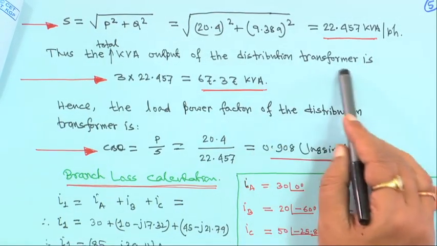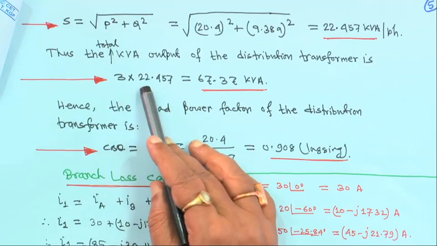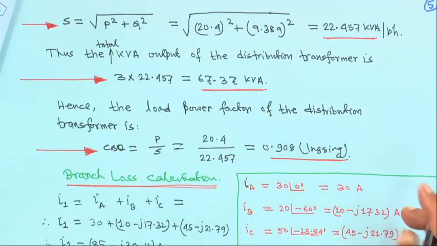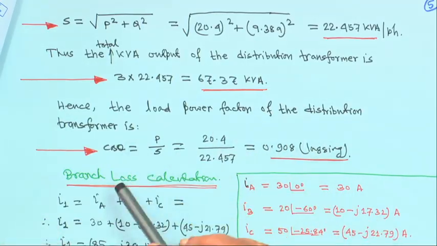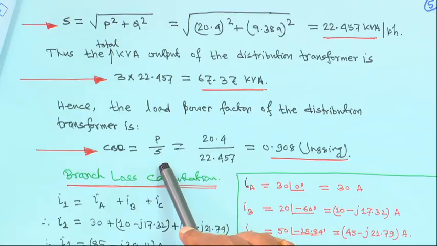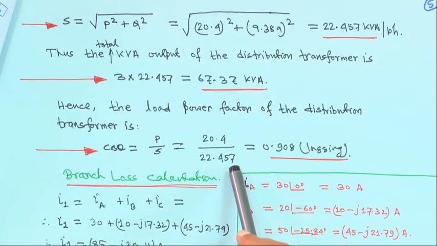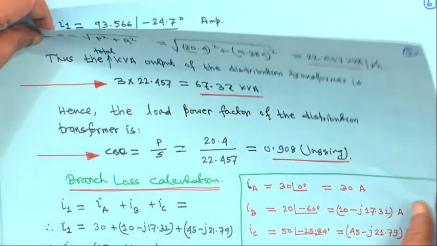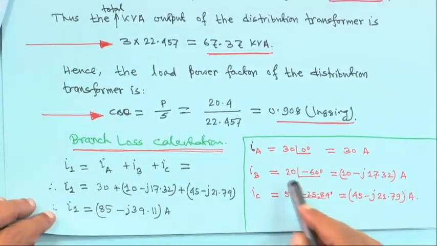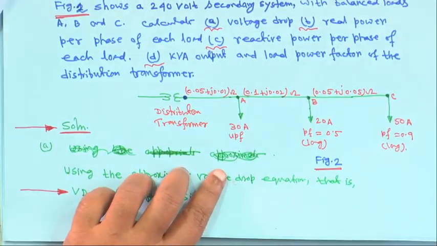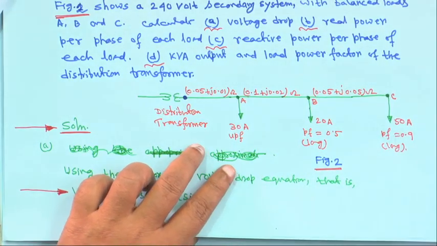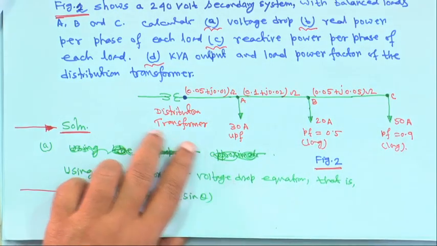Therefore, the total kVA output of the distribution transformer, as it is 3 phase, is 3 into 22.457, that is 67.37 kVA, right. Hence, the load power factor of the distribution transformer will be cos theta equal to P upon S, where P is 20.4 and S is 22.457. So, it is coming 0.908 lagging power factor, right. Now, branch loss calculation. These are the currents given in this diagram: this current is I A, this is I B and this is I C at the nodes. Here I am not putting I A, I B, I C, but it is understandable, right.